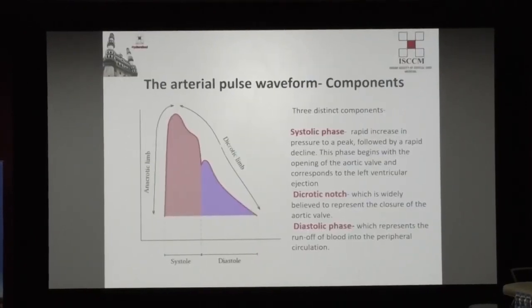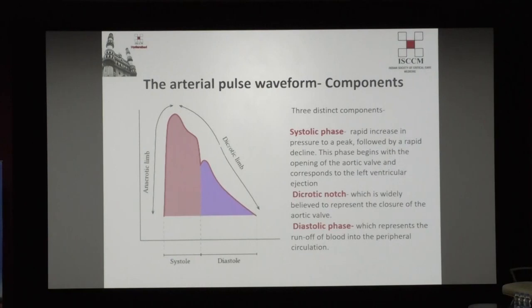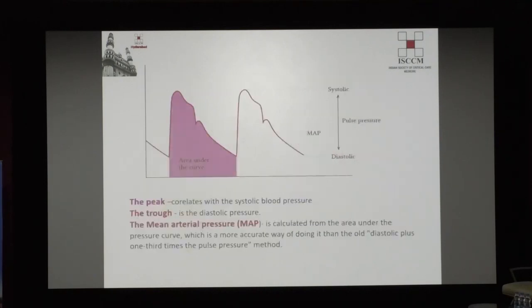Now, the arterial pulse wave, what are the major components of it? It has a systolic phase, which represents a rapid increase in the pressure to a peak, followed by a rapid decline. Now, this phase begins with the opening of the aortic valve and corresponds to the left ventricular ejection. Okay. There is a dicrotic notch that represents the closure of the aortic valve, followed by a diastolic phase, which represents the runoff of the blood into the peripheral circulation.